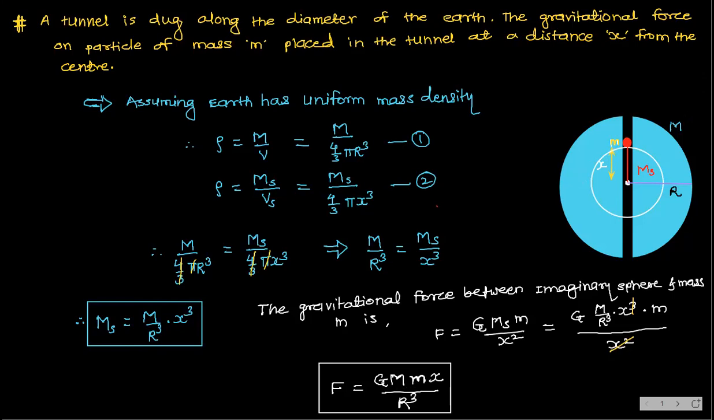Here I have already mentioned capital M is the mass of the earth. Small m is the mass of that object which we have placed at distance x by digging a tunnel. Clear? Any other doubt? Understood everyone? Any doubt, please ask.